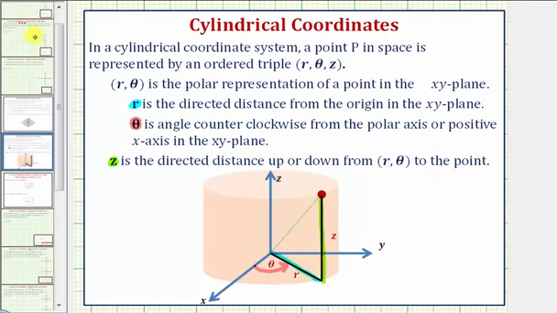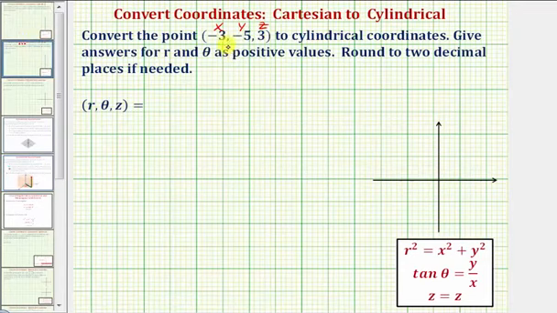So going back to our example, let's first plot the point (-3, -5) in the xy plane to help visualize r and theta. So this is the x-axis, this is the y-axis. Since the x-coordinate is -3, we'd go left 3 units. And because the y-coordinate is -5, we go down 5 units. So this would be the point (-3, -5) in the xy plane.